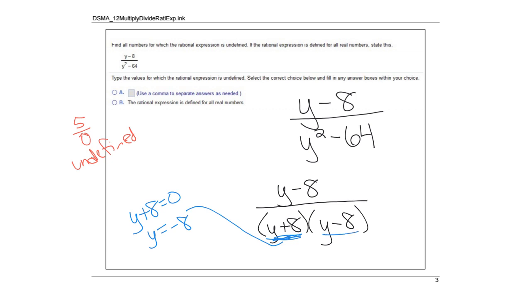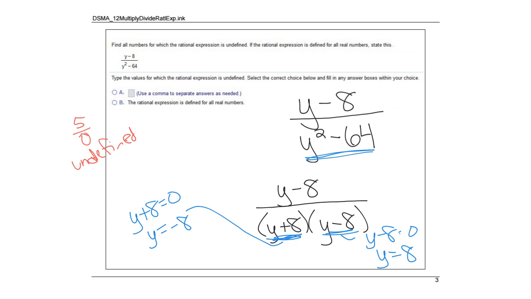Same thing over here. If I set this one equal to 0, I get y equal to 8, and 8 would be the same problem, whether I put it in the binomial here or whether I came back up here and put it in the numerator. 8 times 8 is 64. 64 minus 64 gives me 0. So there I am trying to divide by 0 again, which I cannot do. It is undefined.